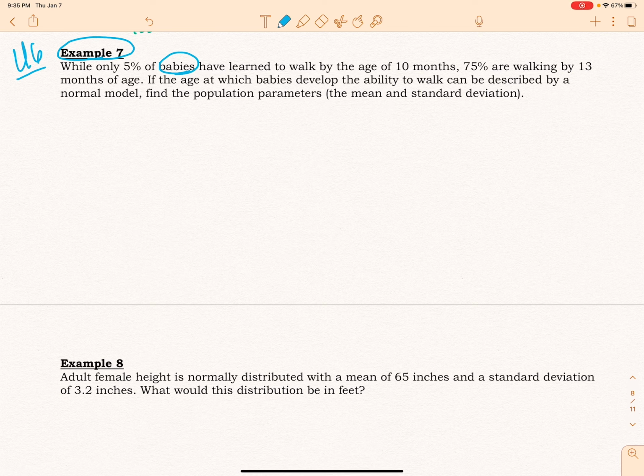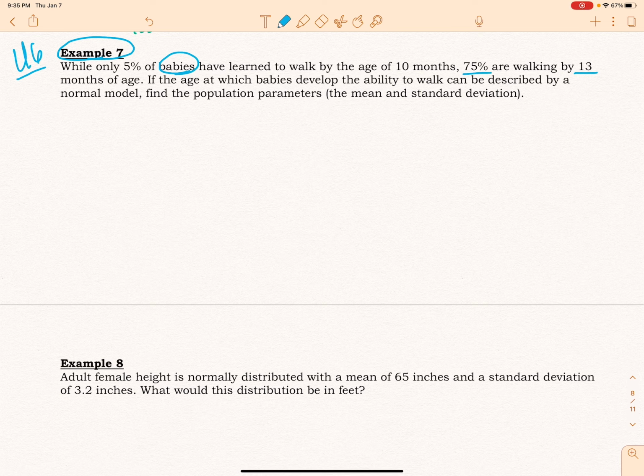While only 5% of babies have learned to walk by the age of 10 months, 75% are walking by 13 months. So, in the span of 3 months, we go from 5% to 75%. That's huge. If the age at which babies develop the ability to walk can be described by a normal model, find the population parameters.